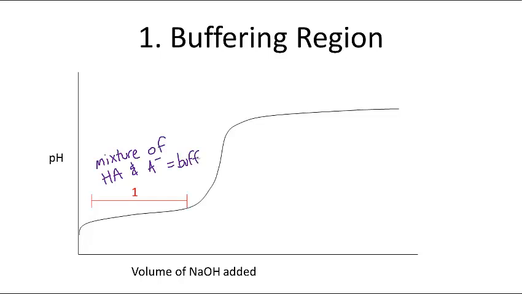And that's what we call a buffer. So when you add more base to the buffer, does the pH change by a lot? No, because the buffer is doing its job. So that's why the graph is relatively flat.